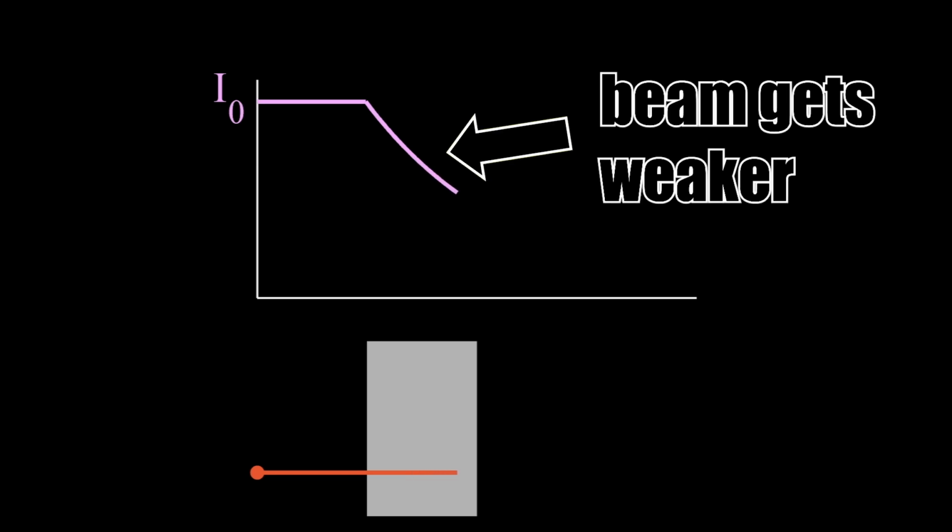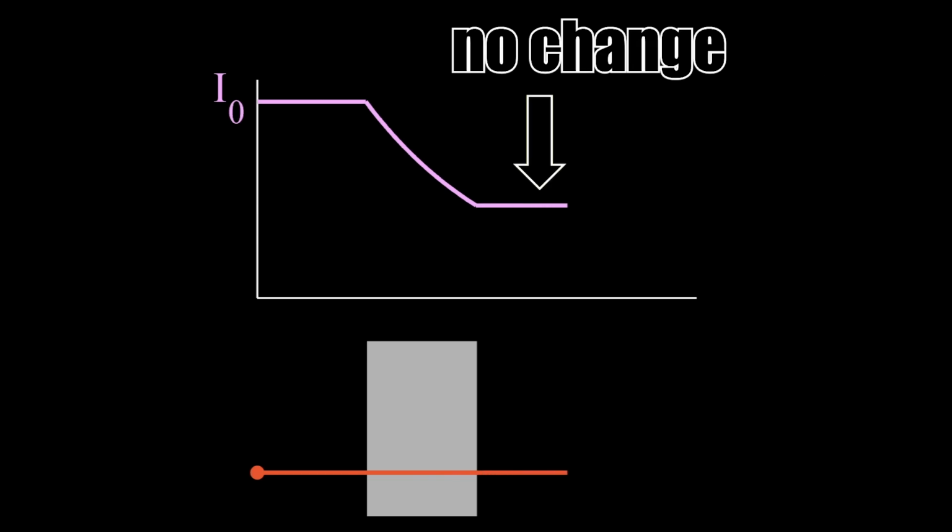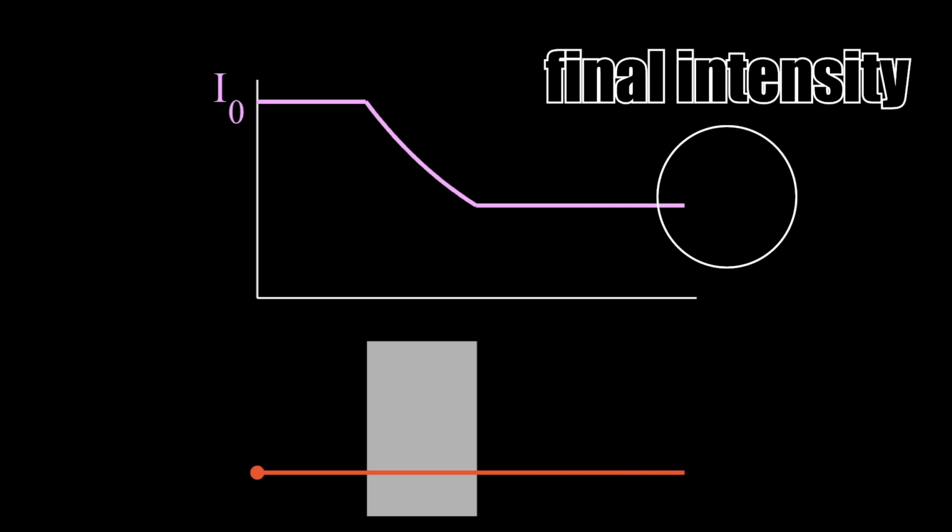Inside the block, there are interactions between X-ray photons and electrons in the material. Absorption and scattering remove photons along the way. Therefore, the ray is getting weaker, or in other words, attenuated. Once the beam exits the block, the intensity again stays constant, denoted by I1. The final intensity I1 is always smaller than I0, since the ray can only weaken inside material, never strengthen.